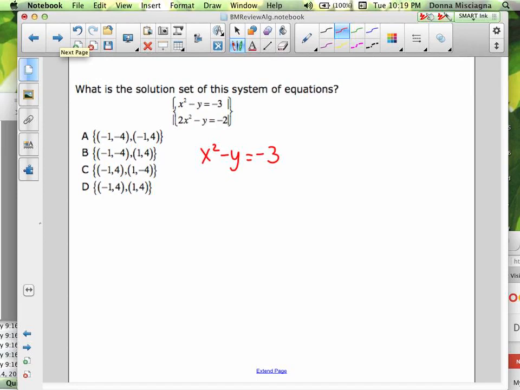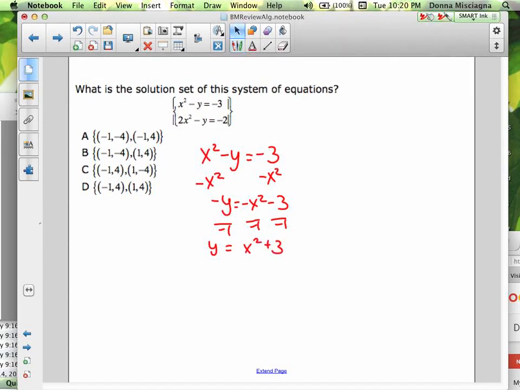Let's subtract the x squared from both sides. So we have negative y equals negative x squared minus 3. And then divide everybody by negative 1. So we have y equals x squared plus 3. I need to learn to write smaller.